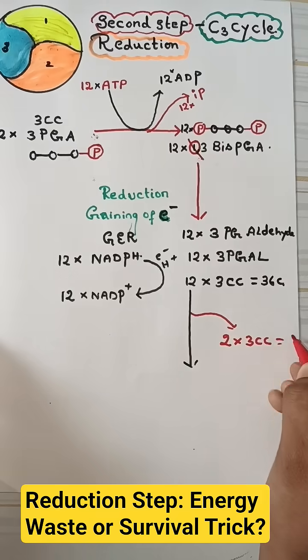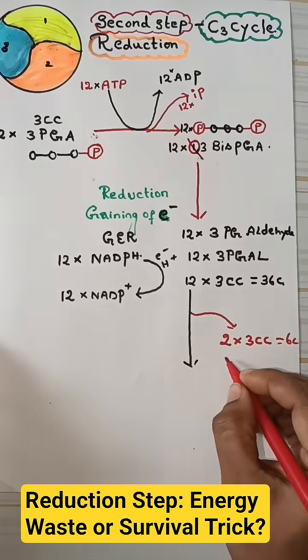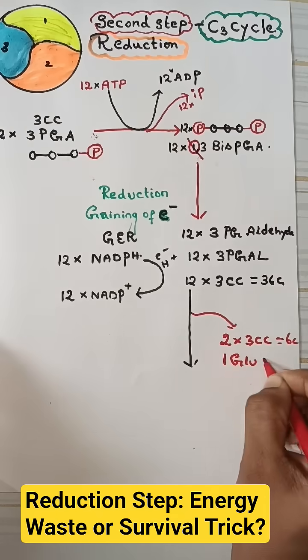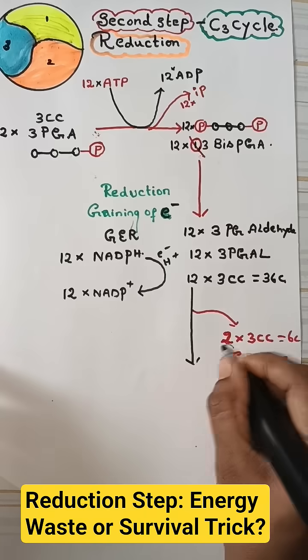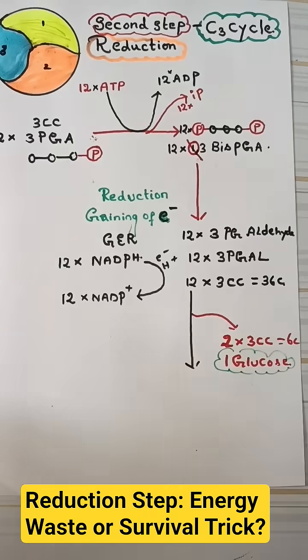2 into 3, 6-carbon compound. And this 6-carbon compound is nothing but 1 glucose molecule. I hope you're understanding this point. From 12 molecules of 3-carbon compound, of 3-PGAL, we are just asking for how many molecules? 2 molecules, which in turn synthesize the glucose molecule. Yes, 1 glucose is going to be synthesized here.